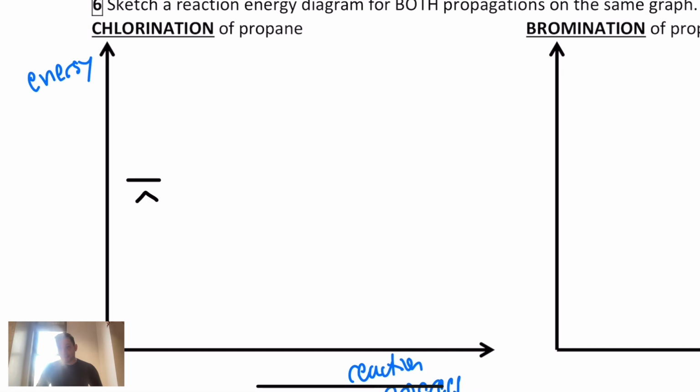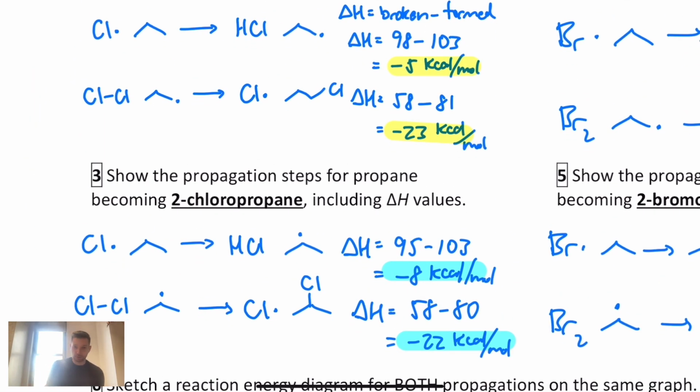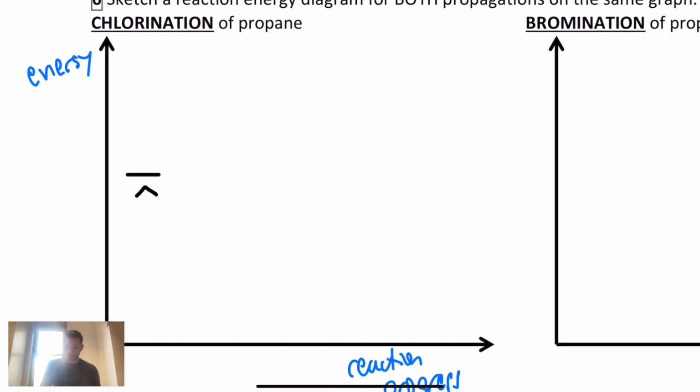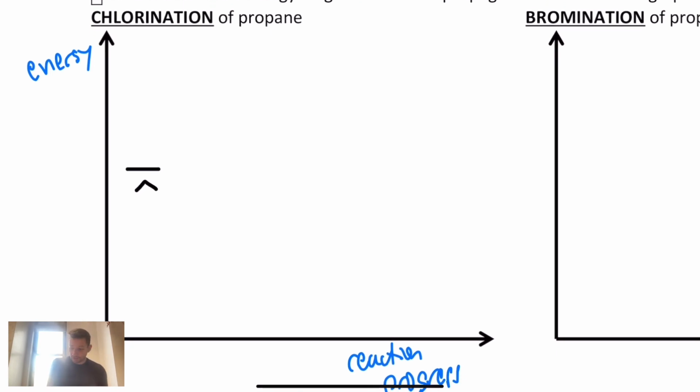Now, how do we get to the 1-chloro and 2-chloropropane derivatives? Well, look at our numbers up above. To get to the 1-chloro product, we had to be exothermic by 5, and then exothermic again by 23. To get to the 2-chloropropane, it's exothermic by 8, and then exothermic by 22. So let's just roughly sketch that on this graph. To get to the primary product, we go down 5, so just a little bit. That's our primary radical. And then to get to our secondary product, it's just a little bit lower. This is just to show relative differences. This doesn't have to be to scale.